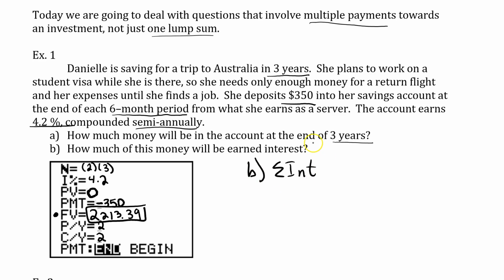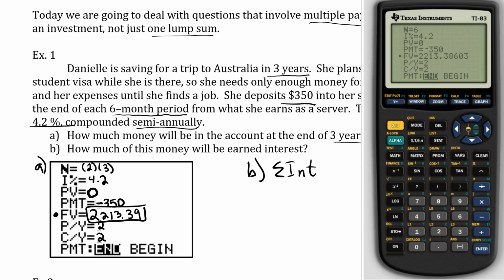To figure out what the interest is, so this is A. So how much of this money earned is interest? We're going to call back our TVM solver, and we're going to quit this mode here. We're going to go back into the finance, scroll down until you see the SUMINT, hit enter, and I'm going to put 1 for the starting time, and then our last compounding period is going to be 6. Hit enter, and it looks like we're going to be making $113.39.